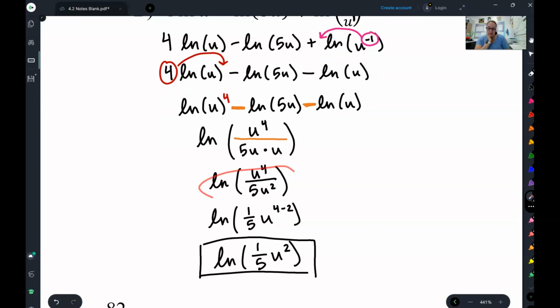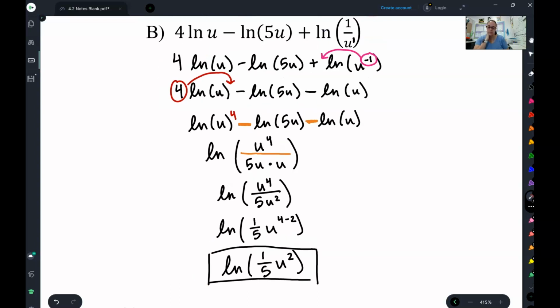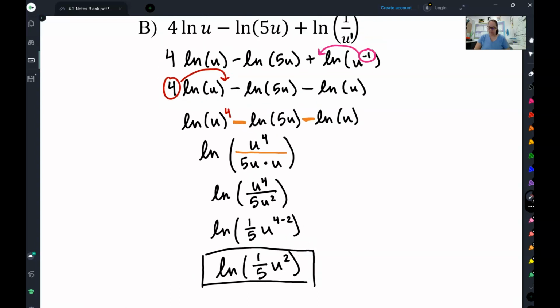Now, at this point, you can keep simplifying. Because these are the same base, we can use our properties of exponents, which says if we're dividing, we subtract the exponents. And I brought the 5 out as a 1/5. So if I subtract those exponents, I get 1/5 u squared. And that is my final answer.